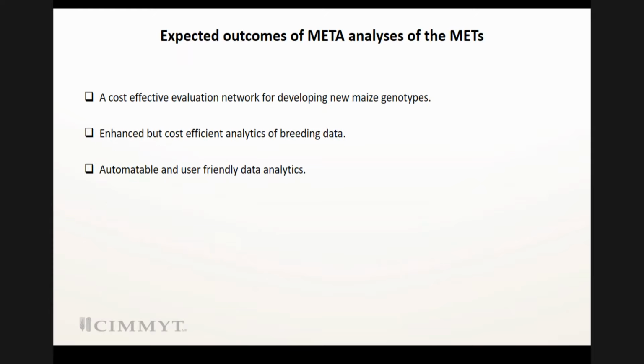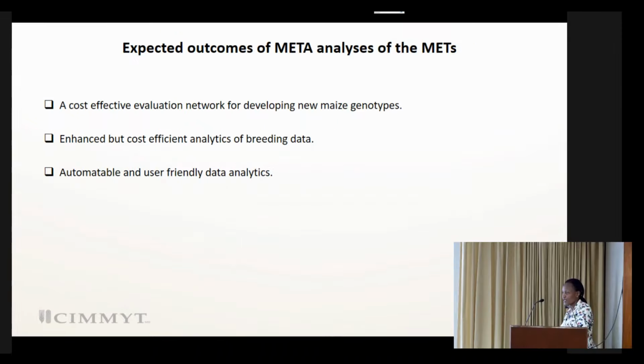Some of the expected outcomes of this meta-analysis of the METs: a cost-effective evaluation network for developing new maize genotypes, and enhanced but cost-efficient analytics of breeding data, and we hope to automate them and make sure that they are user-friendly.